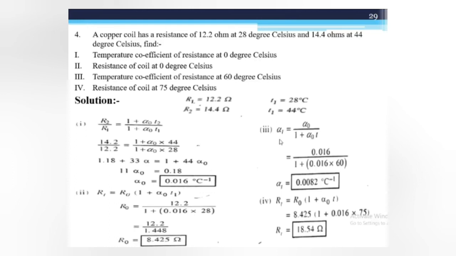Now the final one, the resistance of the coil at 75 degrees Celsius. So RT equal to R0 into 1 plus alpha 0 T. Here R0, we already found, is 8.425, alpha 0 is 0.016 and temperature is 75. By putting the values of R0, alpha 0 and T, you can get the resistance at 75 degrees Celsius, which is 18.54 ohm.